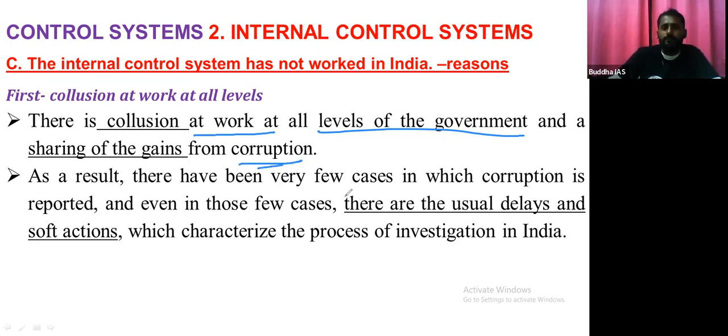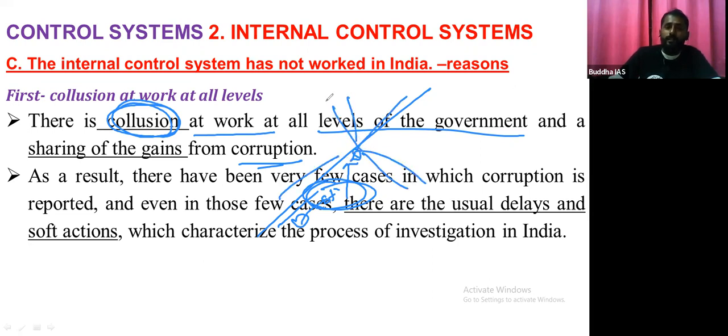There is a collusion at work at all levels of government and a share of the gains from the corruption. You may not be aware, but in the hierarchy, in all the government departments, all are involved and all are getting the benefits. The money also moves up the hierarchy. For example, a constable has to give money to a sub-inspector. The sub-inspector collects money in that area and has to give money to the DSP. All sub-inspectors have to give, then all DSPs have to give to their superiors, and they have to give to him. So all are involved in corruption.